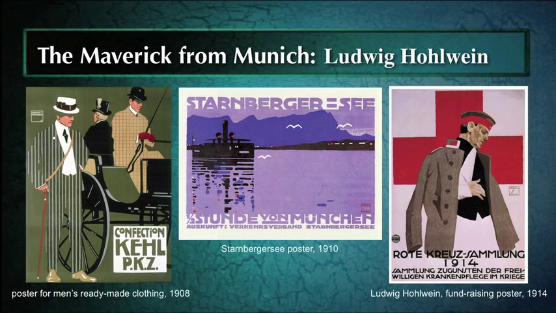The first one I want to talk about is Ludwig Hohlwein, who was known as the Maverick from Munich. He was born in Germany and trained as an architect and practiced until he started a new career in design with work commissioned by Jugend magazine. He quickly established himself as one of the most important people working in this field in Germany.